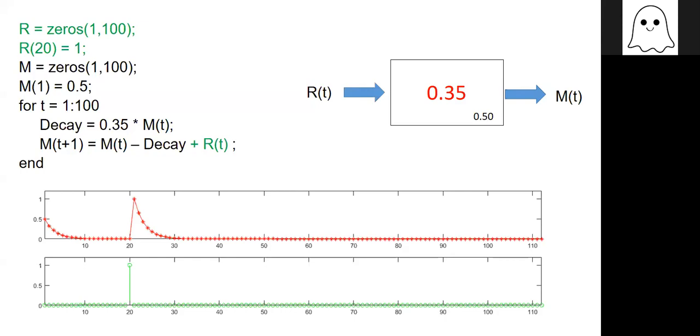I have a question. Gigi. Sir, graph ki jo peak value hai, wo exactly 20 par nahi honi chahiye thi? Graph ki peak value exactly kahan par honi chahiye thi? 20 par. Ye thoda sa aage jaake peak ho raha hai iska. Right. So that's because it is m of t plus 1.